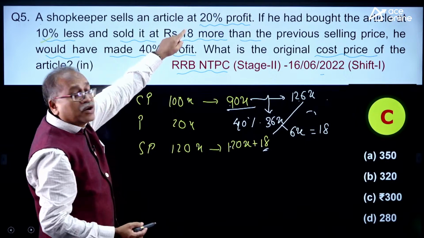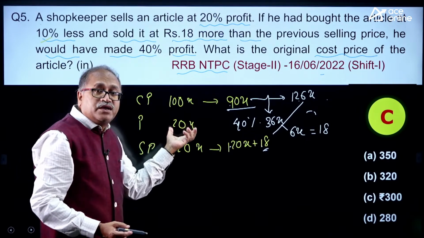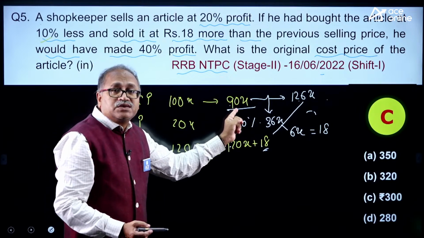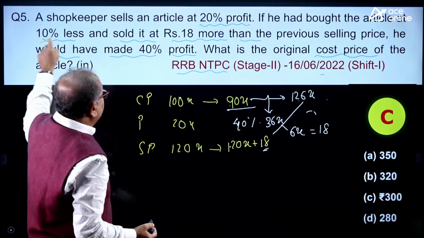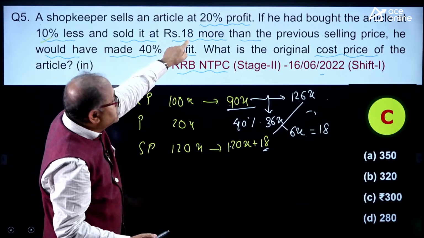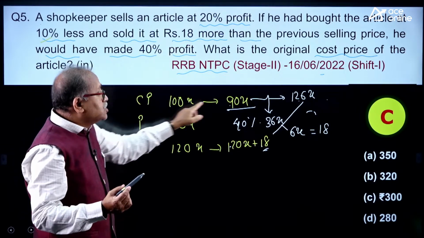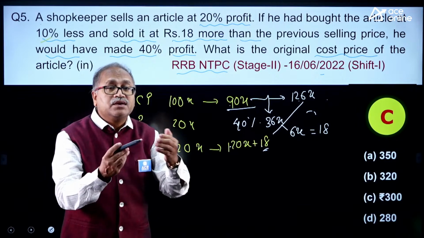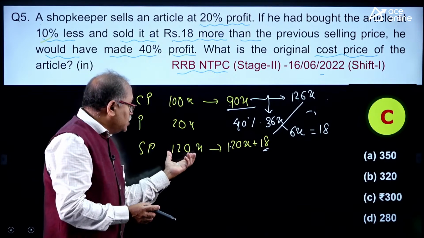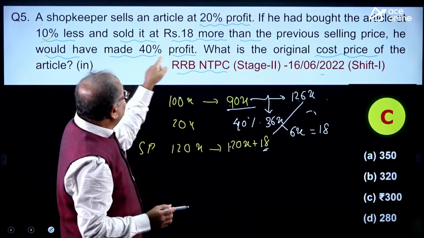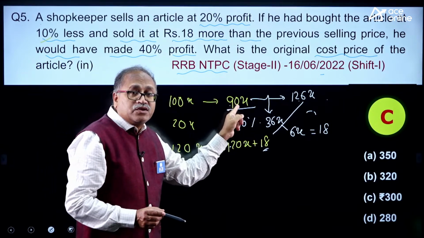So, 20% profit initially, 100x, 20x, 120x. Now, the selling price decreased by 10% here, then that is 90x. I am sorry, cost price decreased by 10%, and the selling price is increased by 18 rupees. So, that is 120x plus 18. There is a profit of 40%. So, 40% on the cost price.